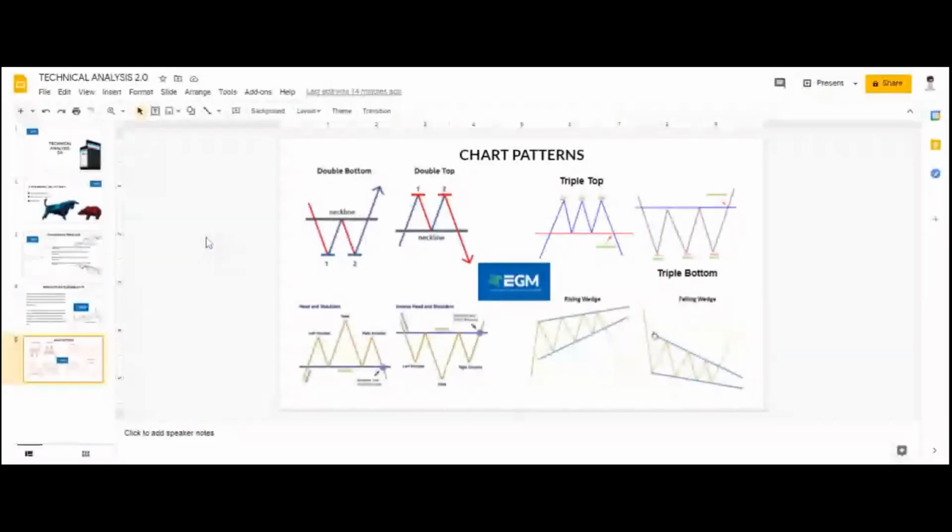What are chart patterns? Chart patterns are patterns that print out on your charts, like price patterns. They form over and over again. Okay, they are price patterns that form over and over again on the charts. These are like reactions from traders, and these patterns form over and over again.